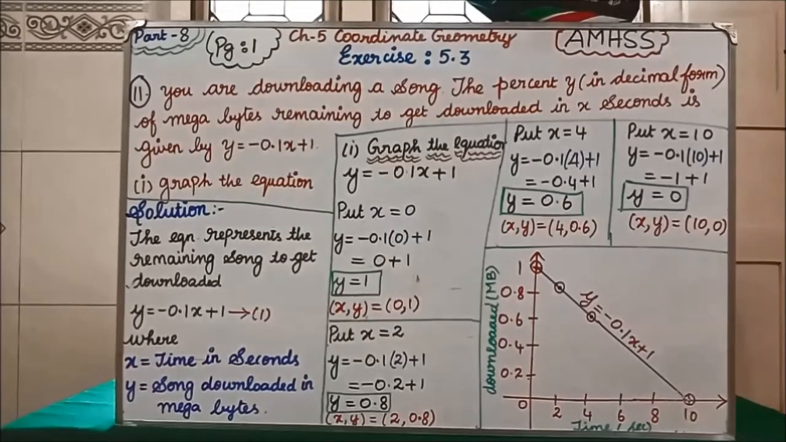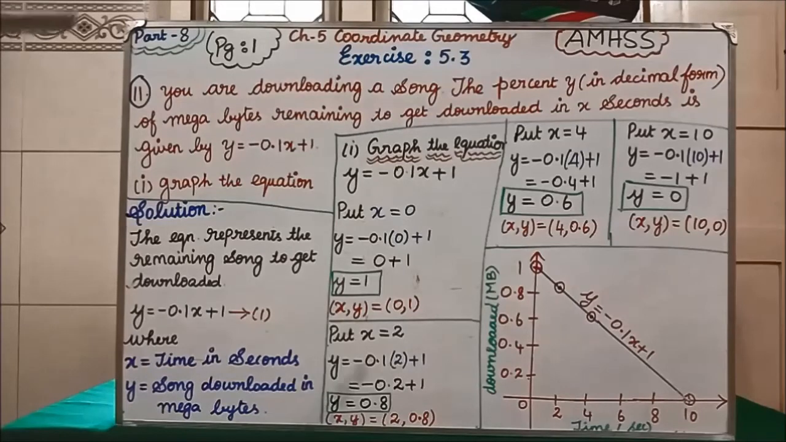In exercise 5.3, now we are going to see the 11th question. This is a very big question. In this question, we have to find 3 subdivisions. Okay, so one by one we will see the page number. According to that, you have to write your classwork. Here, you are downloading a song.